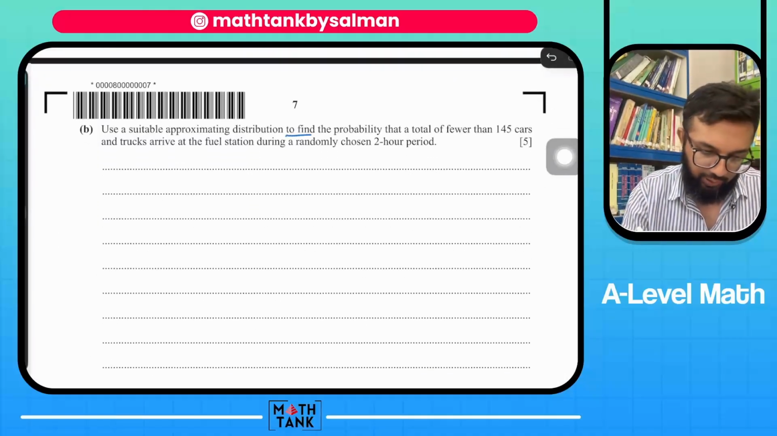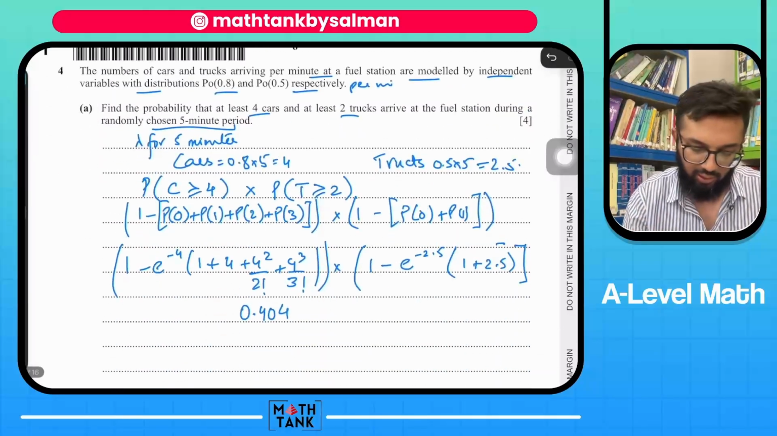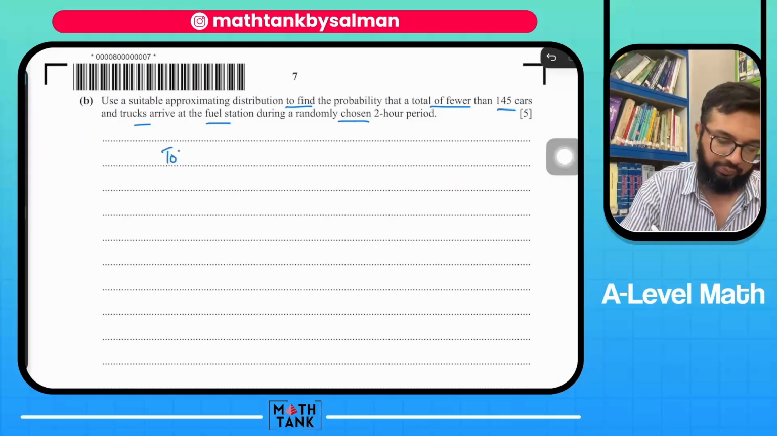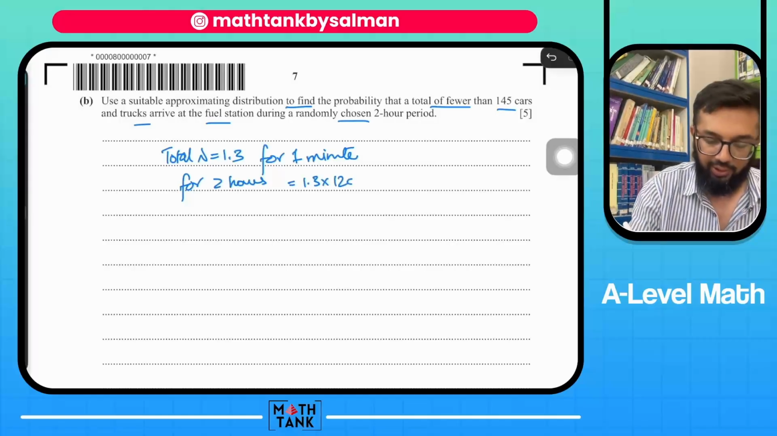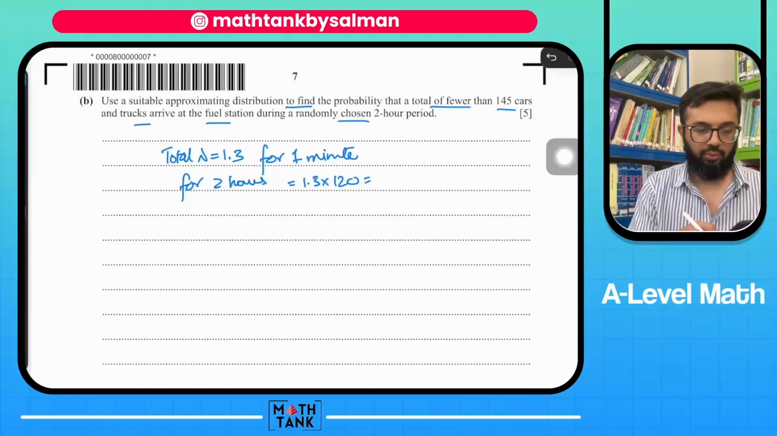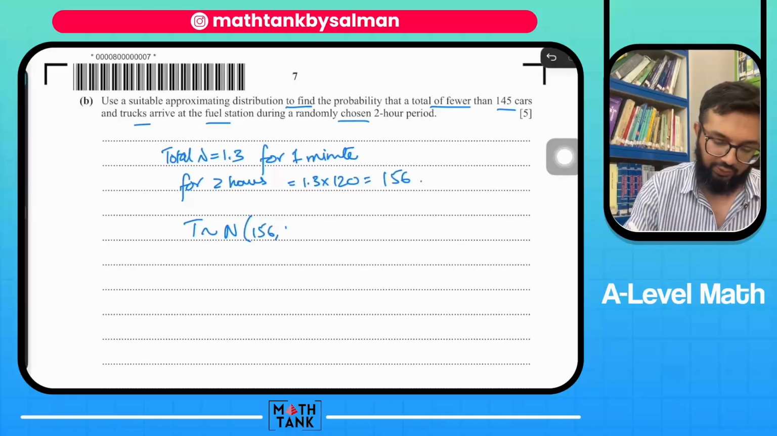Okay. Part B: use a suitable approximation to find the probability that a total of fewer than 145 cars and trucks arrive at a fuel station during a randomly chosen 2 hour period. So in 1 minute, the total lambda is 1.3. For 2 hours, 1.3 times 120 is 156. So then the total follows a normal distribution with mean 156 and variance 156. What do I want? I want the probability to be fewer than 145. Okay, first I'm going to do a continuity correction.